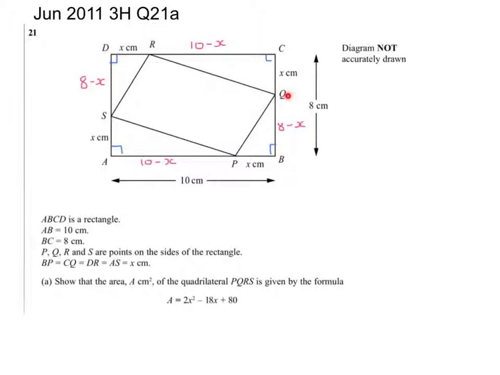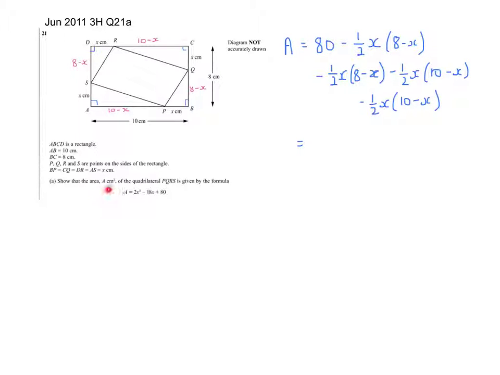It should be quite straightforward because we've got right angles here, which means that for each of these triangles I can just do a half times base times height as my area. So I've got the area A is the total area of the rectangle, 80, then I've got minus a half base times height for triangle DSR, a half times X times 8 minus X.